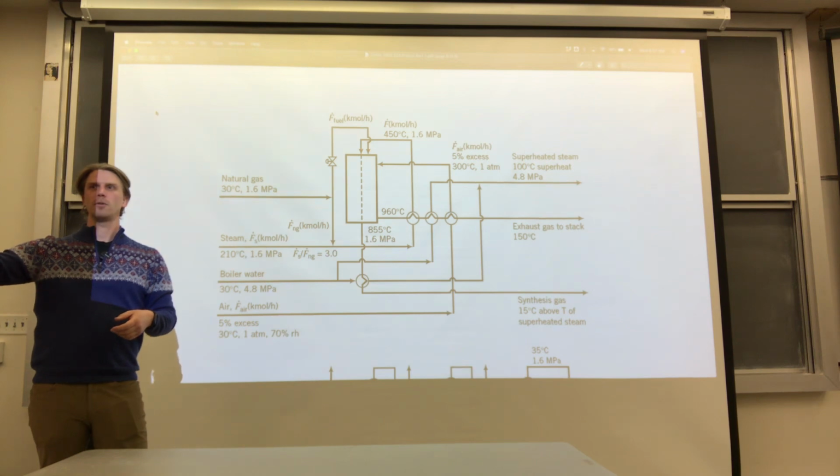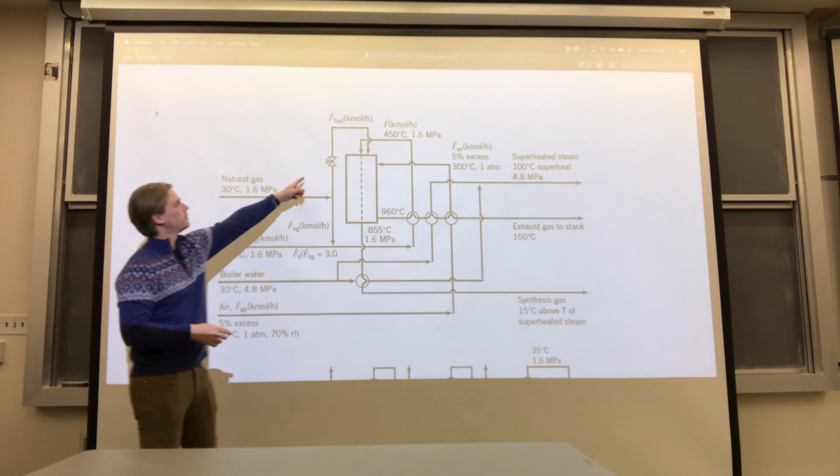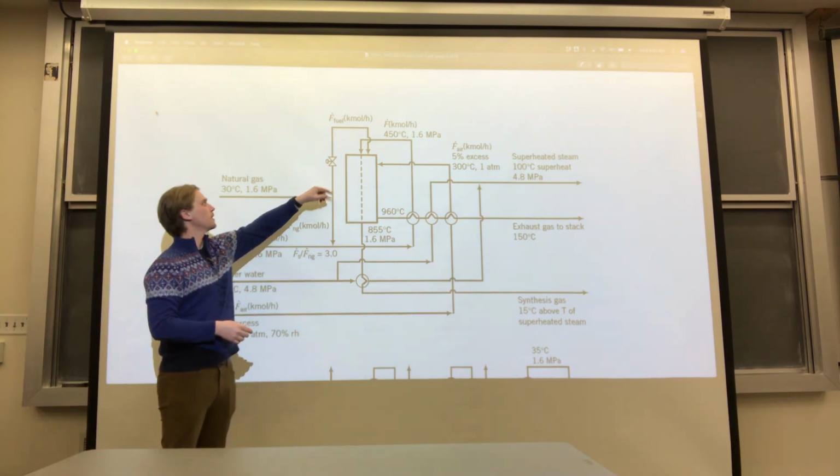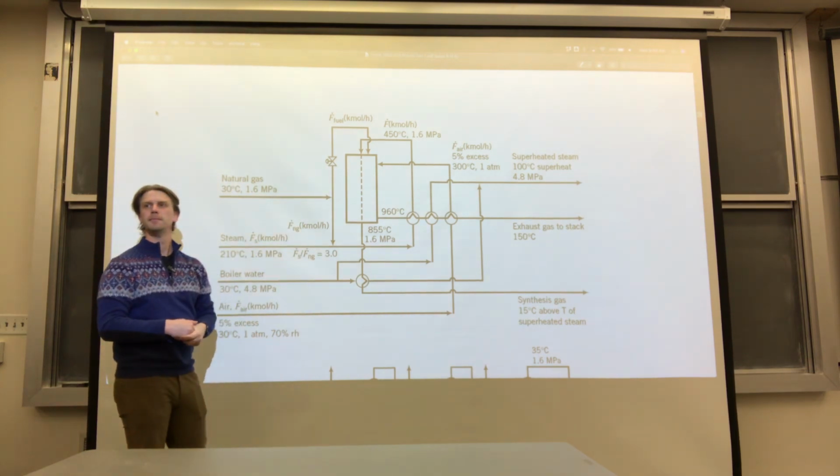Does that all make sense? So they're very efficient, yes? What is the symbol there? It kind of looks like a double, yeah. This is a valve. So it allows us to control how much fuel we send versus how much of the gas we send.